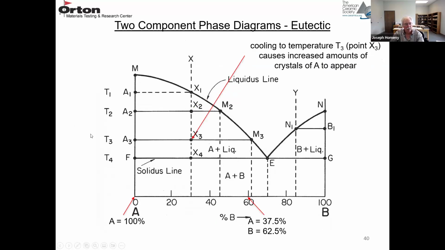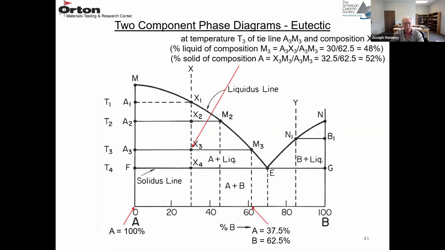Then we drop the temperature even lower to T3, and we're at point X3. So we're increasing the amount of crystals that are forming. But now the liquid composition is shifting along this liquidus line. The liquid is now 37.5% A and 62.5% B. So as A crystallizes out, the liquid is being depleted in the A component. And at X3, we can look at the tie line.